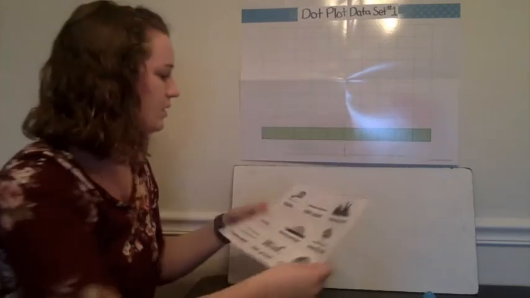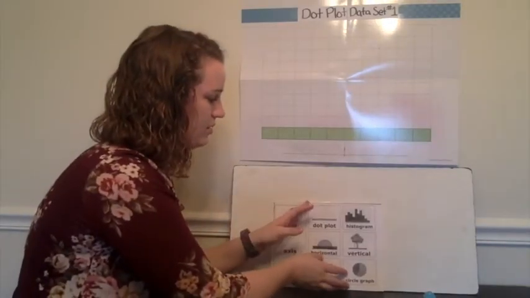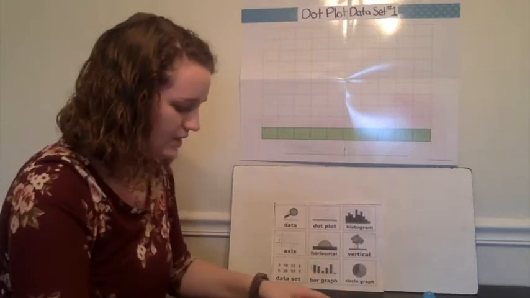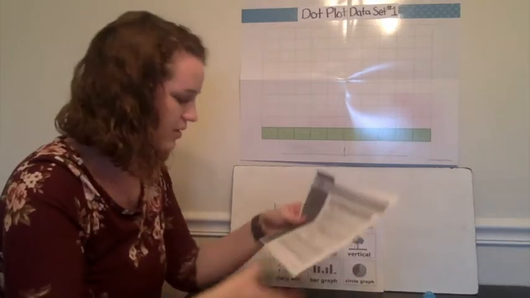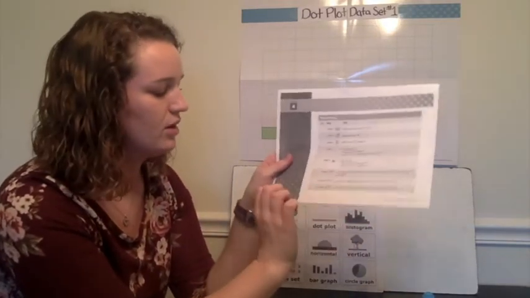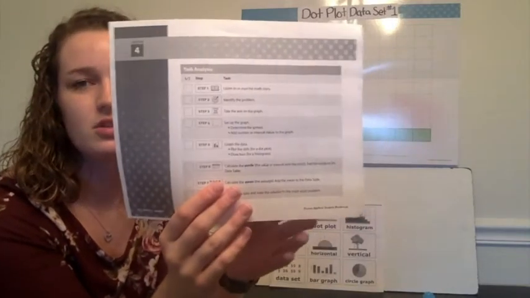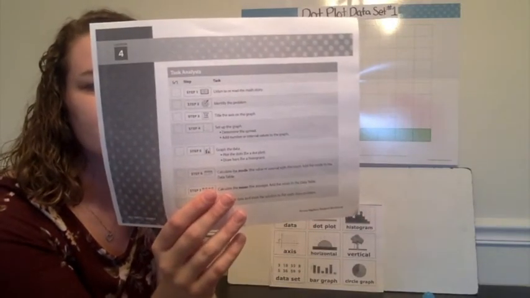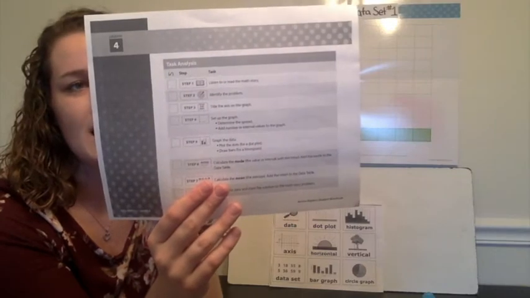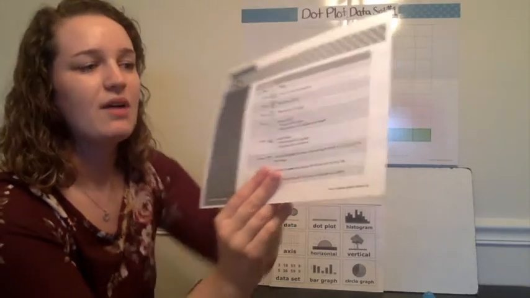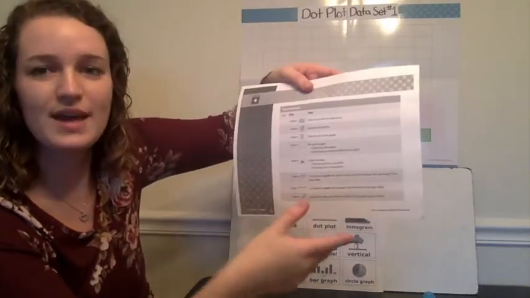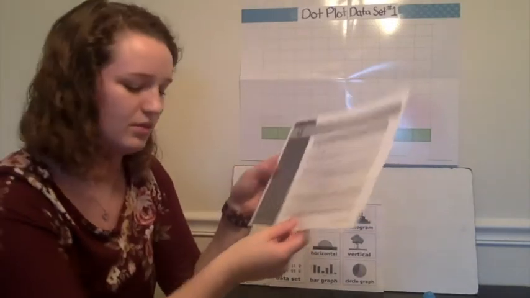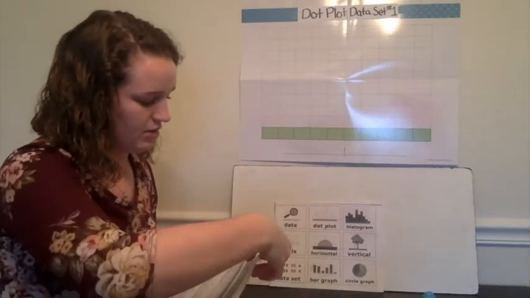Good. So we're gonna have all our vocab words up here. And then go ahead and take out, this is for lesson 4, page 14. It should look just like this. This is our task analysis. So we have the steps we're gonna go through today, and we're gonna check them off as we go, all right? So I'm gonna put that right on the board.